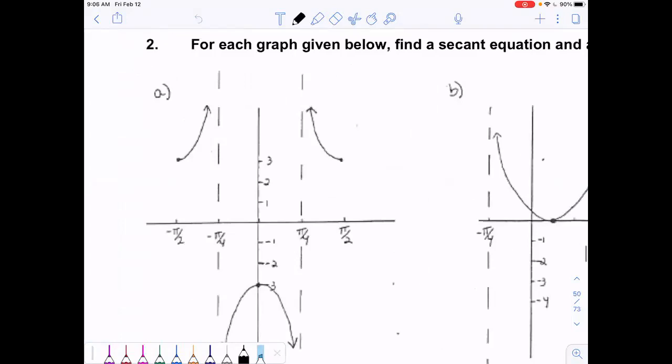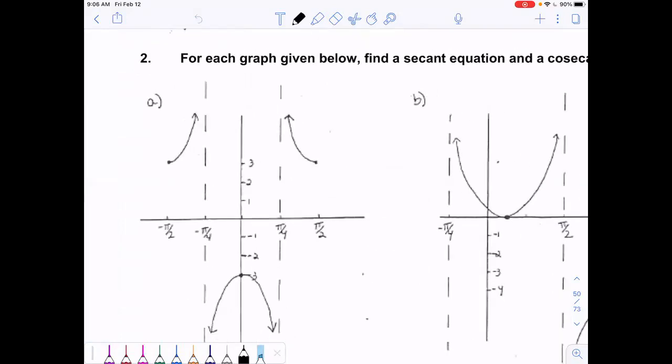If we look at 2A, use the graph to find secant and cosecant. So the first thing that I would suggest is find the middle. Find D and A before you do anything else. So Kaden, the middle of this graph would be at 0, which is nice. Starts right in the middle. So right here's my middle. And then Kaden, the stretch from the middle to the top of the graph is 3. Yeah, so those are pretty straightforward.